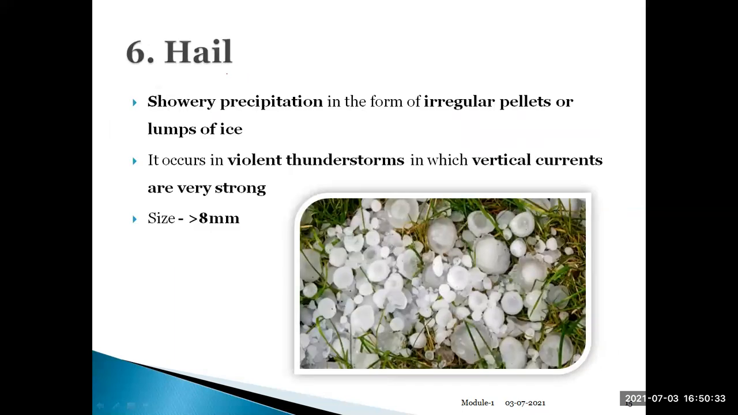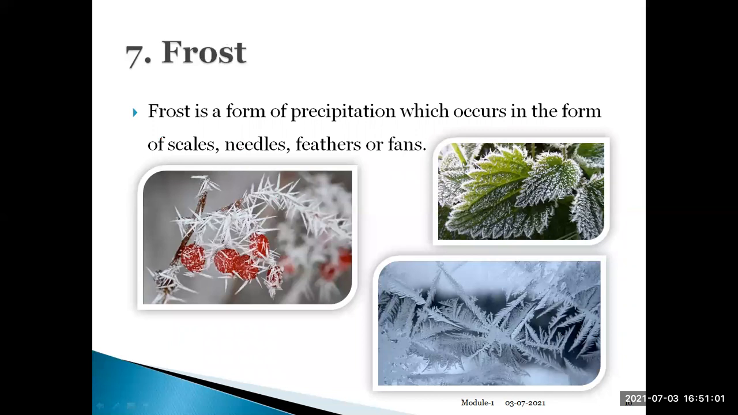The next one is hail. Hail is a showery precipitation in the form of irregular pellets or lumps of ice. Here the size will be more, greater than 8 mm. This occurs in violent thunderstorms, in the vertical currents. When the vertical currents are very strong and a violent thunderstorm occurs, in that case you can see the hail.